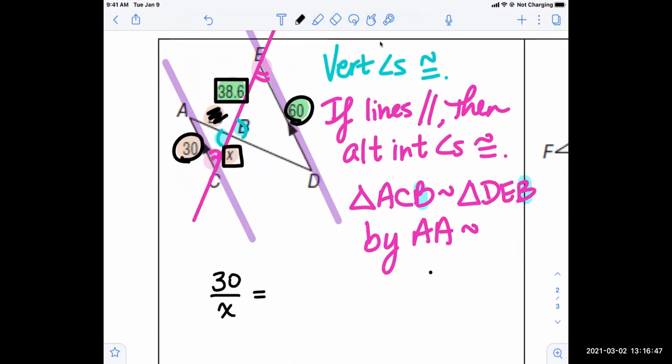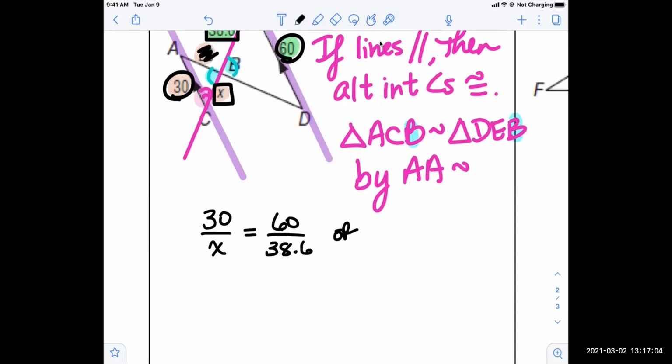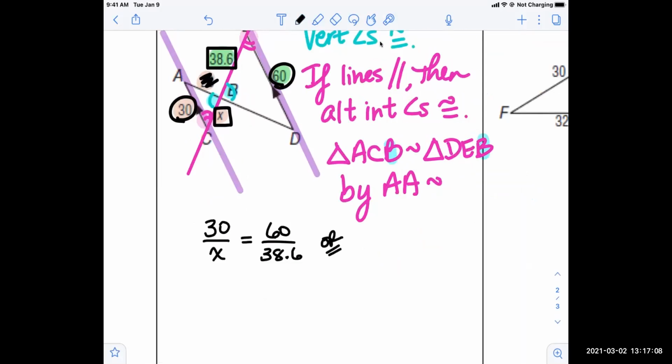38.6. Okay. So if we do 30 over X, that's the circle over the square, we'll need to do 60 over 38.6. Okay, I would like a different way of setting up the proportion. So somebody give me a different proportion. X over 38.6 equals 30 over 60. Okay, or any equivalent proportion of that would work.